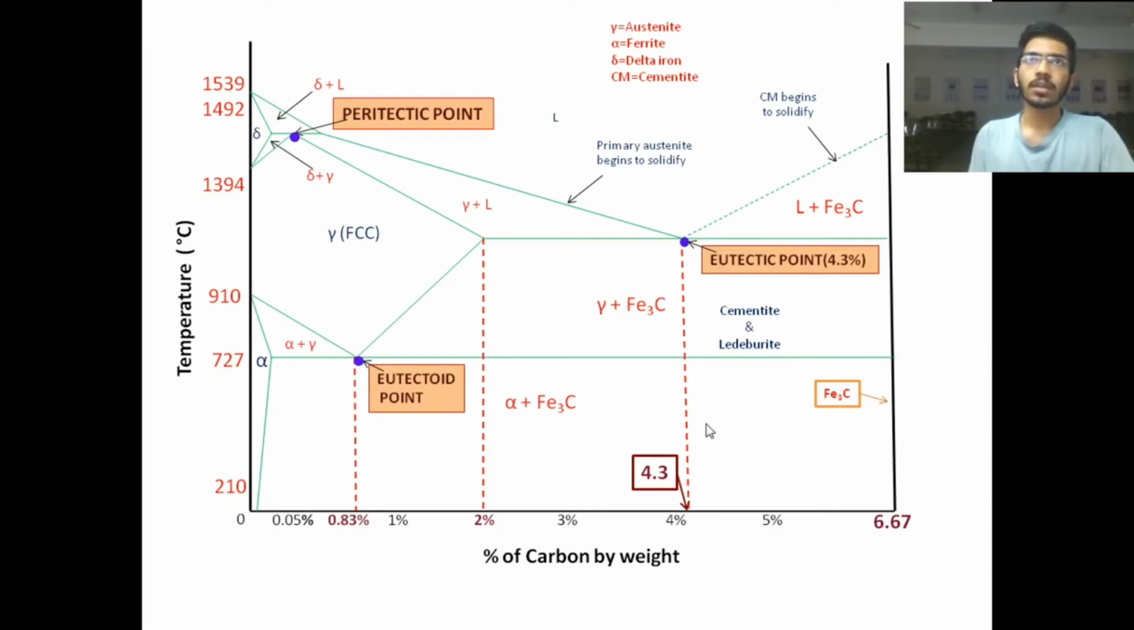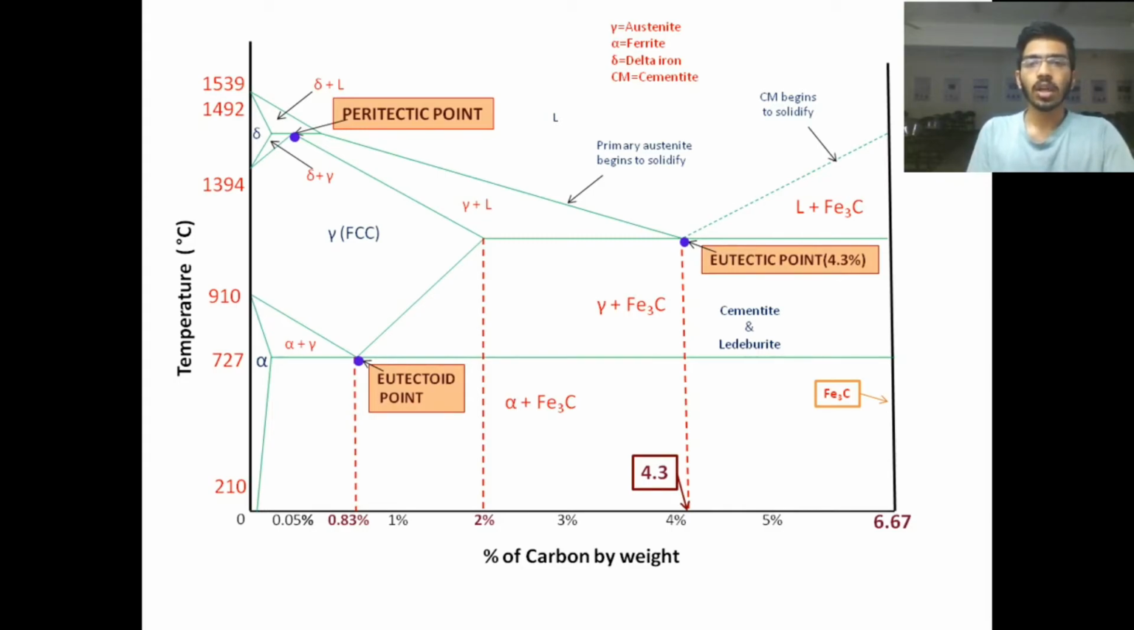At a low temperature, the reaction occurs. A solid at constant temperature gives two types of solid. It contains gamma at constant temperature 727 degrees Celsius. It gives alpha plus cementite.